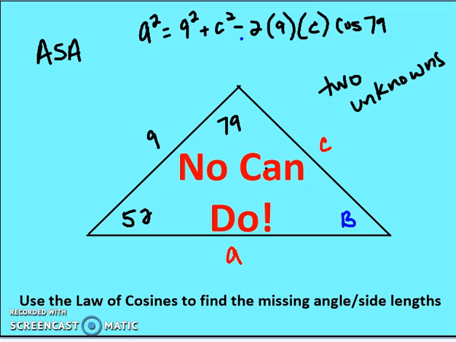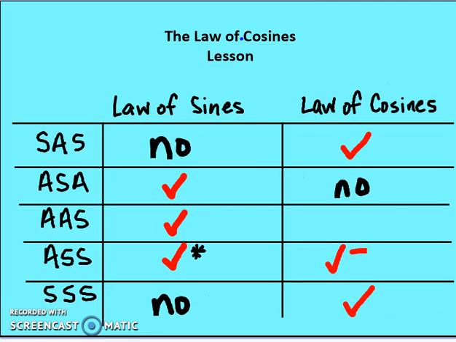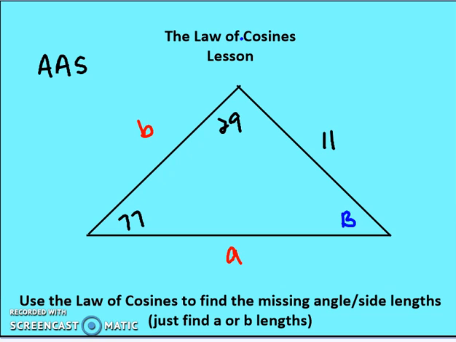So we're going to say no. We're going to answer no in the box. We're going to move on to angle angle side. So I'll pause here while you try to figure this one out. Just find the A or B lengths.